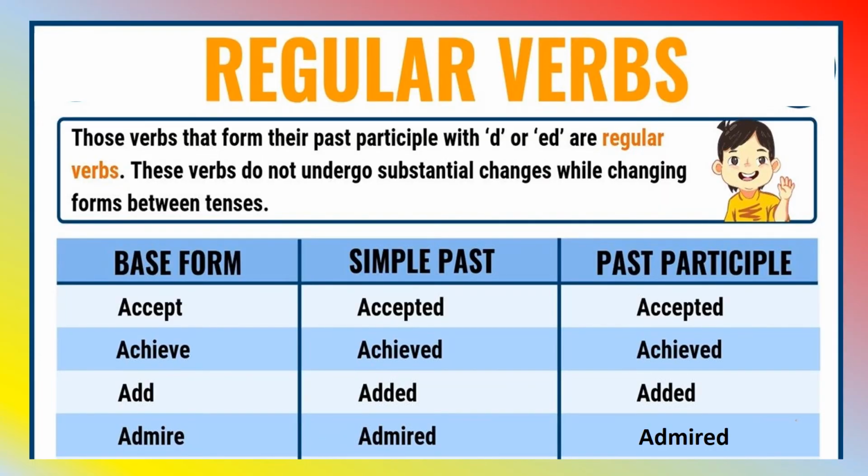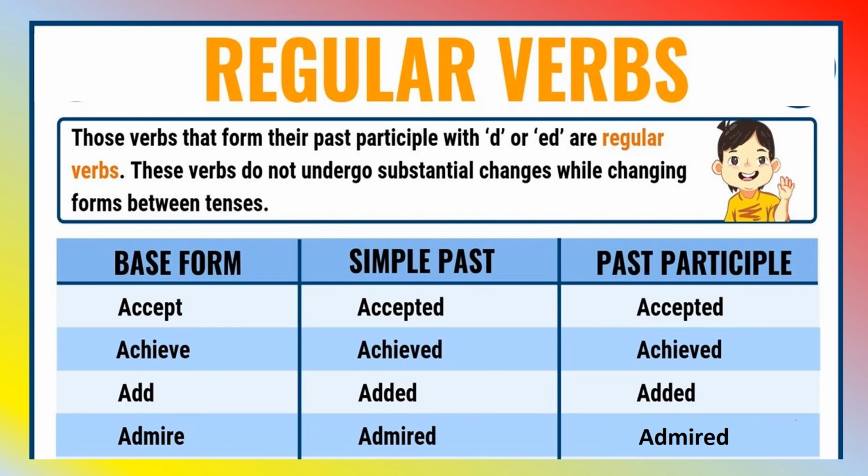Now let's talk about category 3 of the verbs, according to which the verbs are divided into two types, regular verbs and irregular verbs. So what are regular verbs? Those verbs that form their past participle with D or ED are regular verbs. These verbs do not undergo substantial changes while changing forms between tenses.